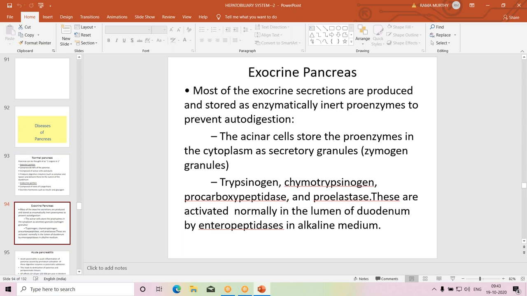We are now concerned with the diseases of the exocrine pancreas, because we are discussing gastrointestinal diseases. Therefore, liver, pancreas, all these structures are important. Most exocrine secretions are produced and stored as enzymatically inert proenzymes to prevent autodigestion. I will read out first, then I will explain. The acinar cells store the proenzymes in the cytoplasm as secretory granules, zymogen granules: trypsinogen, chymotrypsinogen, procarboxypeptidase, and proelastase.